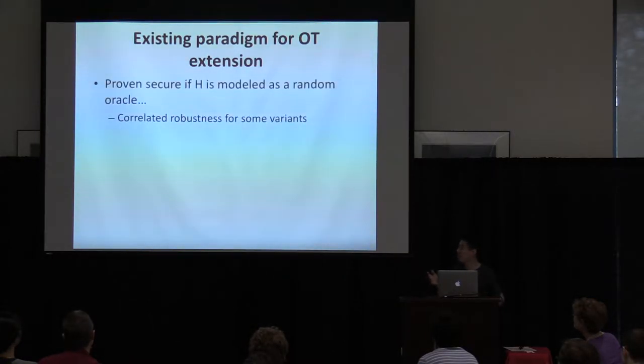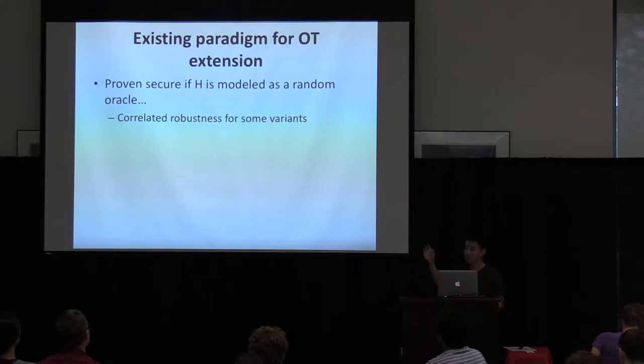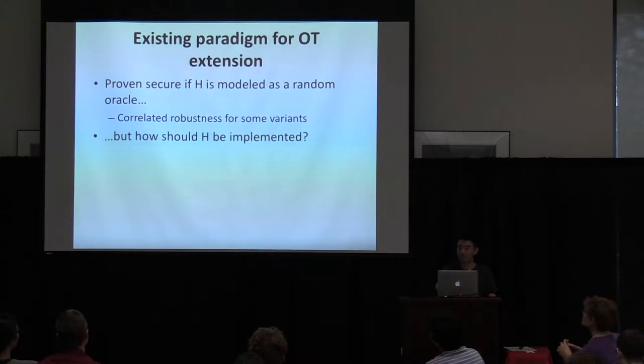So now the problem is how to instantiate that hash function H that we need to use. If we instantiate H as a random oracle, everything works perfectly, and the proof works very, very easily. And then in the original OT extension paper, they also show that some version of correlation robustness works for some variant of OT extension, not all variants, but some specific variant. But in practice, the problem now is how this H should be implemented.